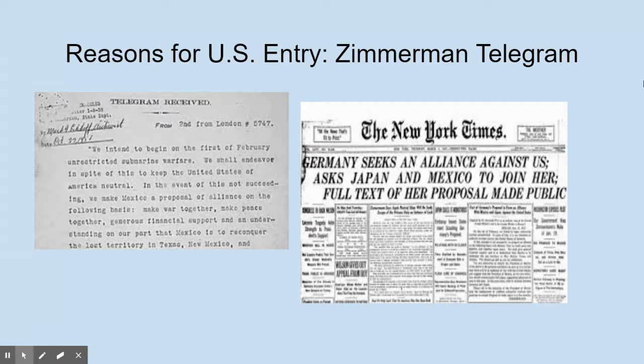The Zimmermann telegram was correspondence sent to Mexico by Germany, asking Mexico to join them in the war effort. If they were to win, all the land lost by Mexico during the Mexican-American War would be returned to them. This outraged and shocked Americans, and the U.S. President, Woodrow Wilson, would soon ask Congress for a declaration of war against Germany.